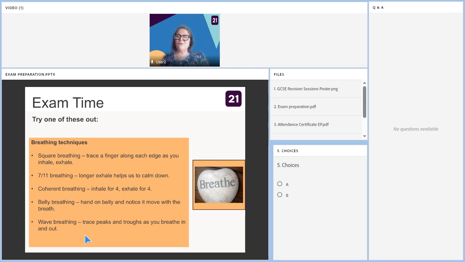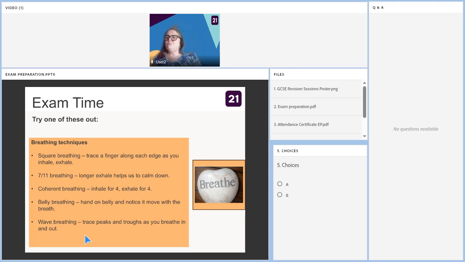So while we're all here at the moment, what I'd like you to do for me is belly breathing. Put your hand on your belly and breathe in as much as you can and see if you can move your belly out. Notice the breath moving in and out. Hopefully you can feel it. I hope you had a go. And then wave breathing, where we trace peaks and troughs as you breathe in and you breathe out.